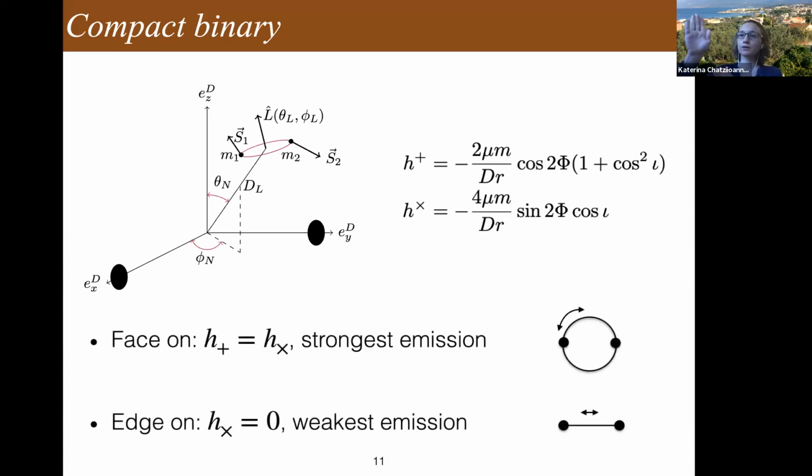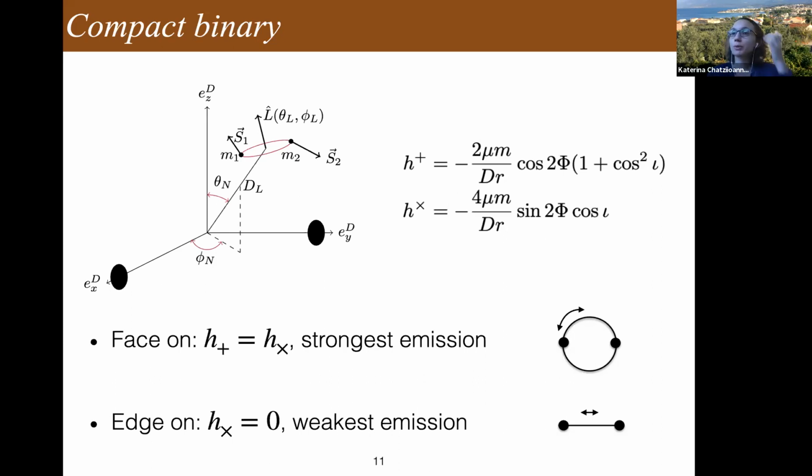So if you see a signal face on, like you look up in the sky at the source, you see two black holes moving in a circle, then you see equal amounts of both the plus and the cross polarization, and that's the strongest emission. If you see the signal edge on, like a 90 degree angle between the normal to the orbit and the line of sight, then you basically lose one of the polarizations. You lose the cross polarization, you only see the plus, and that's where the emission from the signal is weakest.